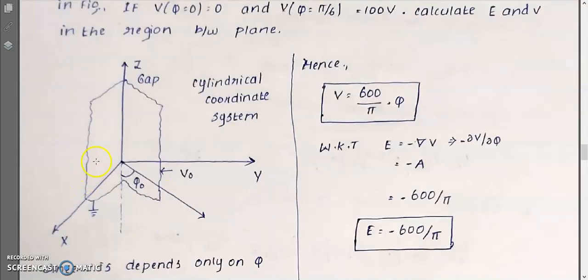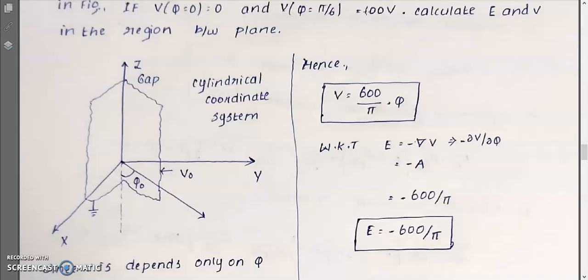The figure given in the problem is three dimensional. So it is a cylindrical coordinate system, because the structure resembles a cylinder. Here it is clearly pointed out that it is grounded in this region, that is V is equal to 0. Here phi naught is nothing but pi by 6. At the condition of phi equal to pi by 6, the voltage will be V naught, that is V is equal to 100 volt. These are the two boundary conditions.